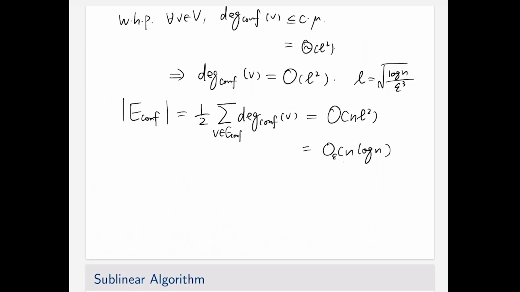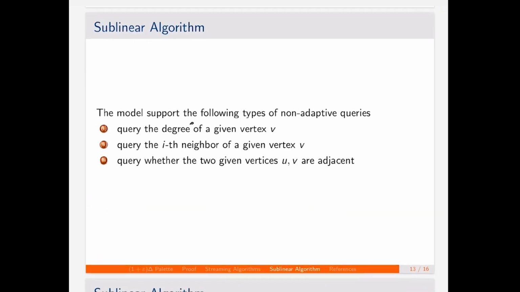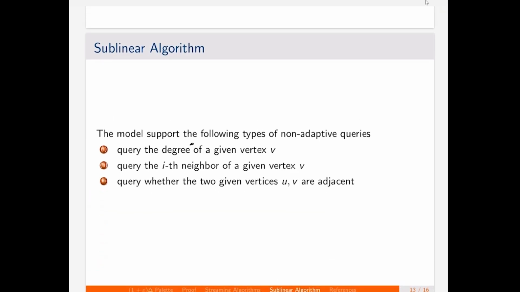Now let's move on to the sublinear algorithm setting. This is another corollary of the palette sparsification theorem, and it's a huge improvement. We're going to assume a query model here. The model here supports the following types of non-adaptive queries.